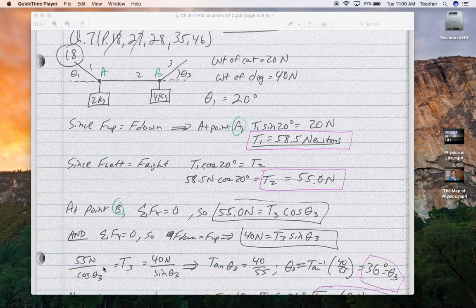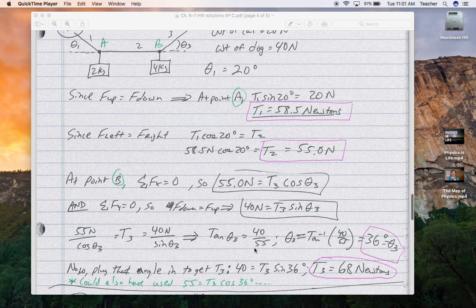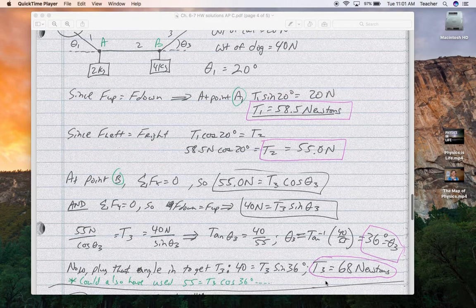So I ended up doing it as a term of ratios, so that 55 over the cosine of theta 3, or basically the horizontal, or this was a horizontal equation, this was a vertical equation, set those equal to each other, cross multiply and I get tangent of angle 3 is 40 over 55. Well, I could have done that a lot simpler. So this is a 36-degree angle up here. And then if I know it's a 36-degree angle, I can just plug in to either one of those equations that I used earlier and get T3.